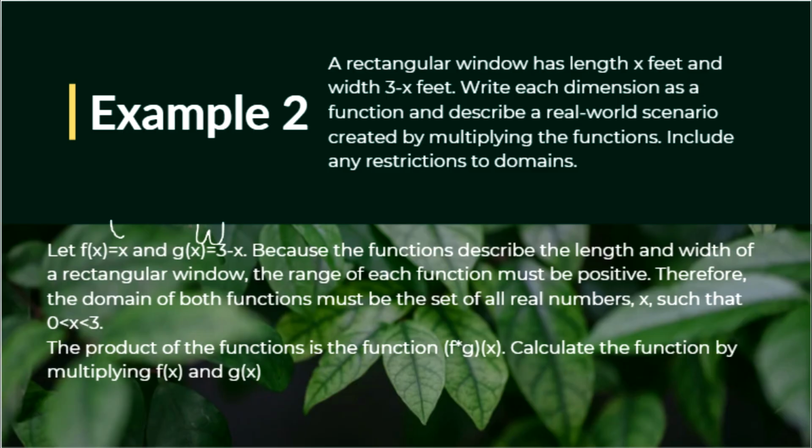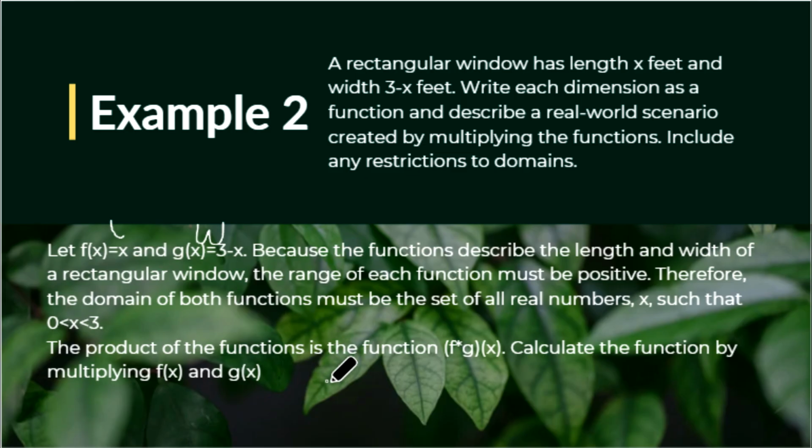Because the function describes the length and width of a rectangular window, the range of each function must be positive. You can't have a negative sized window. That doesn't work. That's like a black hole. Therefore, the domain of both functions must be the set of all real numbers x, such that x is between 0 and 3. The product of the functions is the function f times g of x, because that's how you find area, okay? Calculate the function by multiplying f of x and g of x.